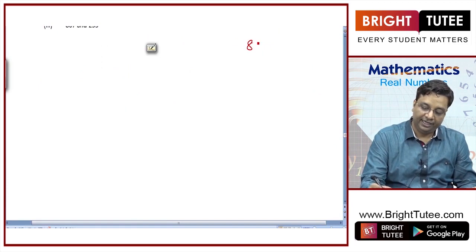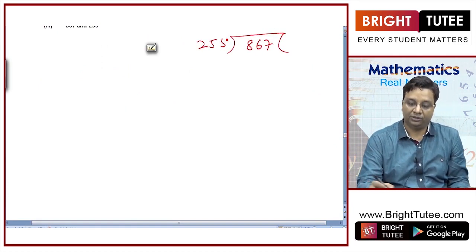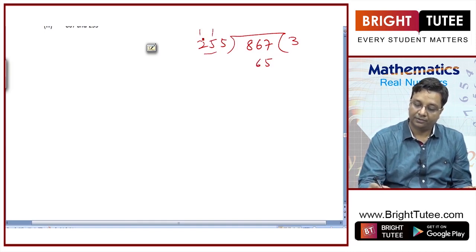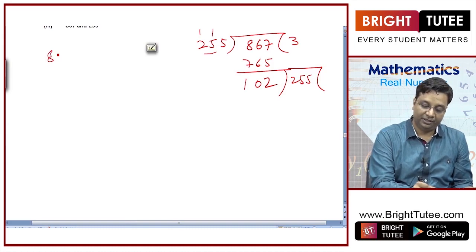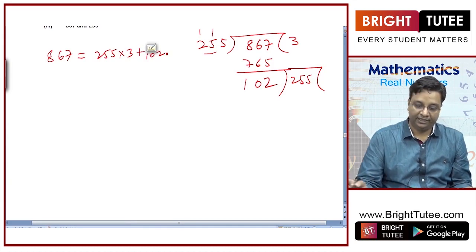Let's look at this one here. 867 is to be divided by 255. So the first step would be to multiply it by 3. It will give us 765. When we subtract it from 867, we get 102, right? Then we divide 255 by 102. Let me write the first step here so that it is clear to you. 867 equals 255 into 3 plus 102, right? This is the first step.